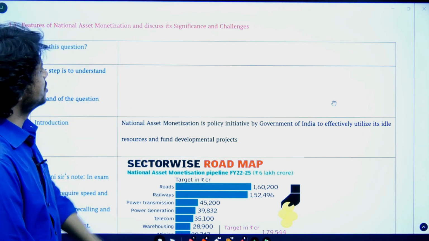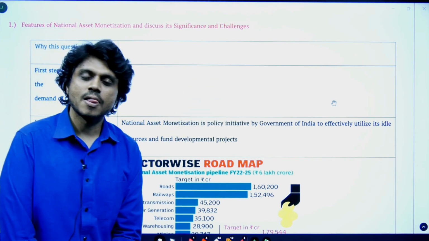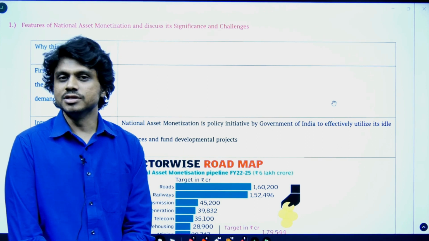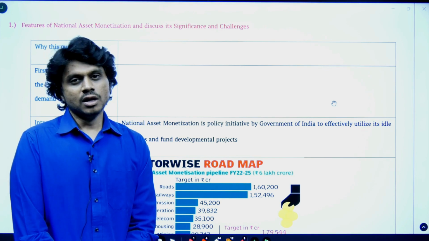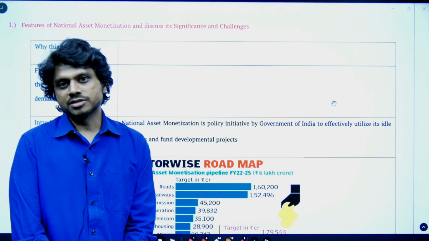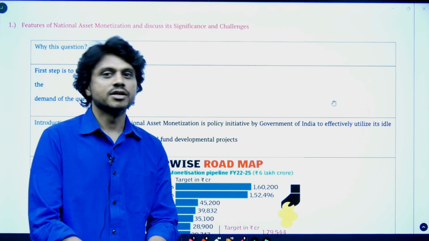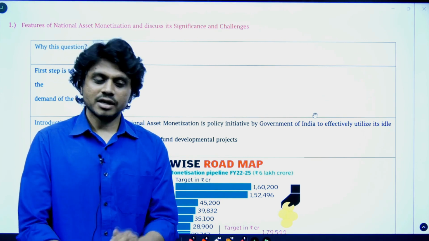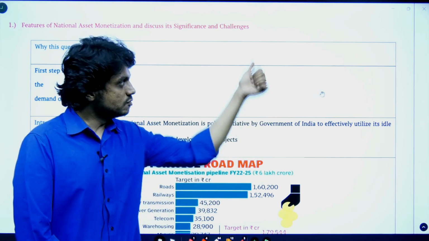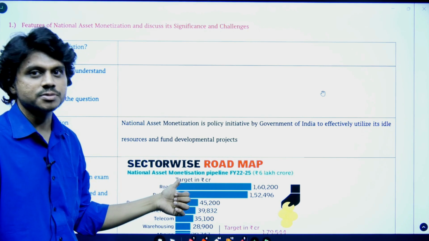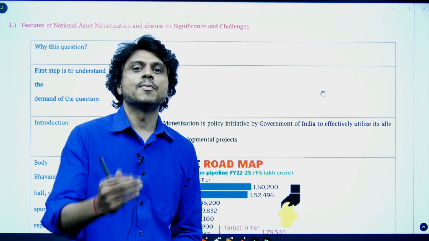Features of national asset monetization and discuss its significance and challenges. See students, government is taking various initiatives in the areas of infrastructure and economic development. Though a direct question may not be asked, these concepts will be helpful for you in different areas. Your economy cannot be dissected. Every topic is interrelated. So if not an exact direct question, these concepts can be helpful at different points. For that you need practice and brainstorming.